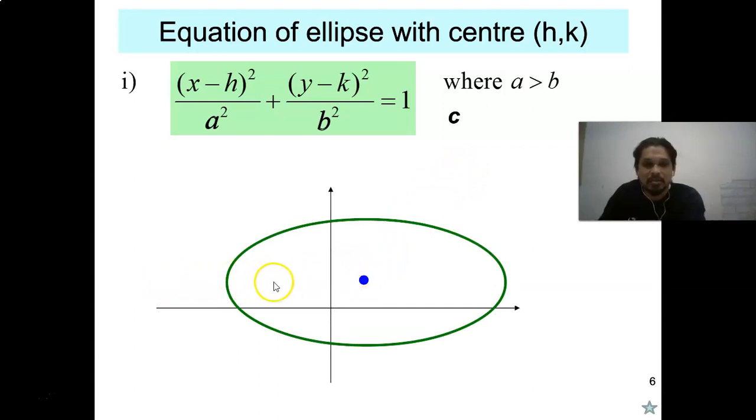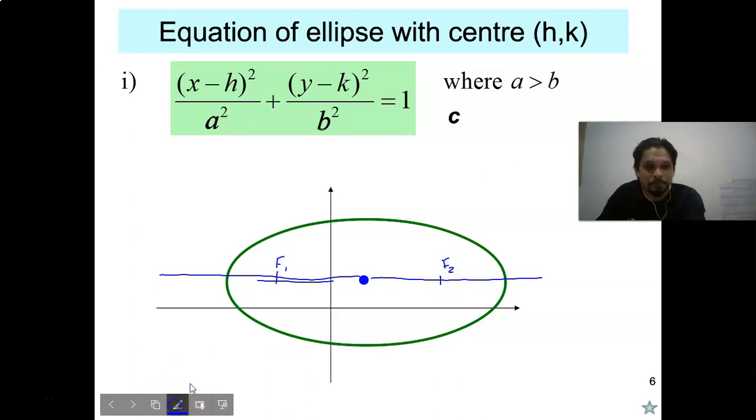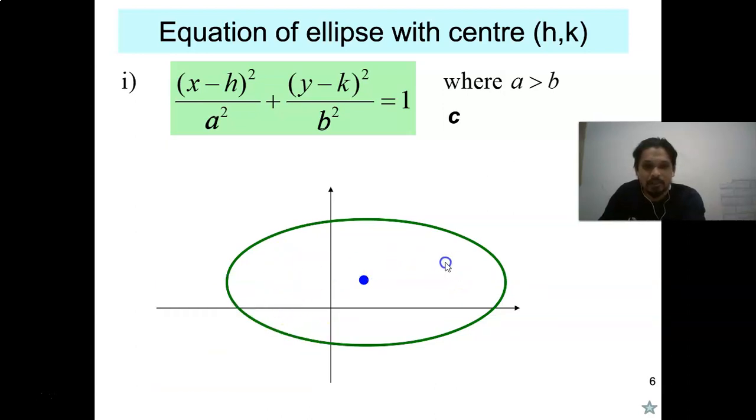Class, from this picture we notice that this is the horizontal major axis. Well, this is the major, so F1 and F2 might be somewhere around here. Never mind, we just follow the flow of these lecture notes.